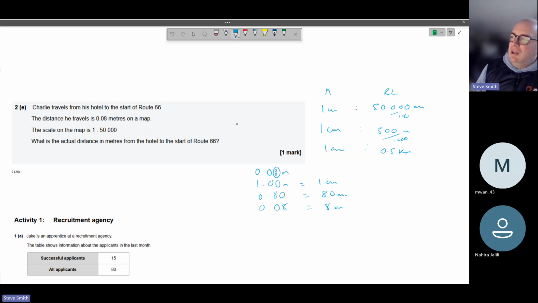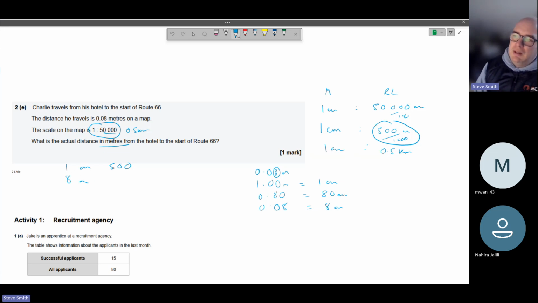How far is it in real life? So we've just worked out that whole scale, and we know that that is 0.5 kilometers. But it's asking it in meters. So we did it one too far. In theory, it's asking you for this one. That's okay, because we did it twice. We did it in that one. So it's saying that for every 1 centimeter, it's 500 meters. And he's gone 8 centimeters, because that's 0.8 meters. So if you look at that one there, we're just going to times this one by 500.